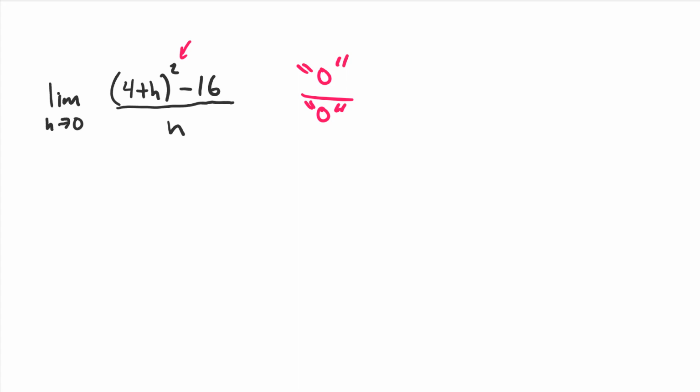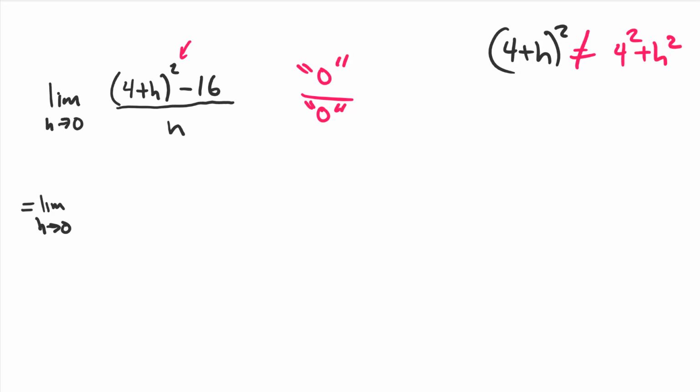So let's expand that out and see what happens. This one ends up being a pretty straightforward problem. 4 plus h all squared, I'll tell you what it doesn't equal. It will never equal 4 squared plus h squared, unless h equals 0. Get over that. If that's how algebra worked, you would have already been done with calculus. Algebra would be the easiest thing ever.